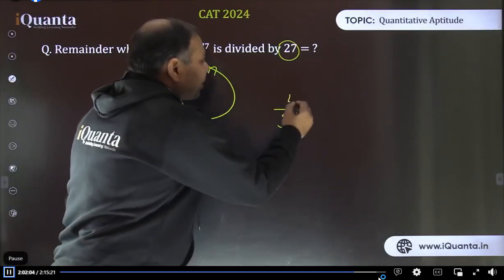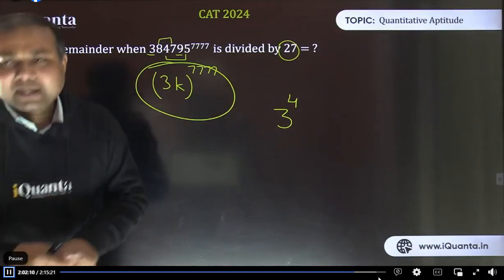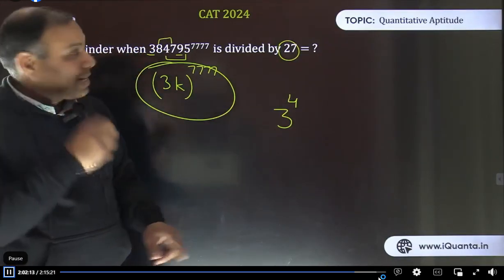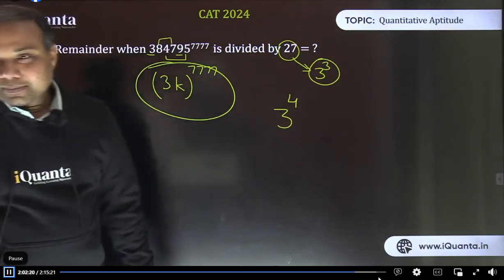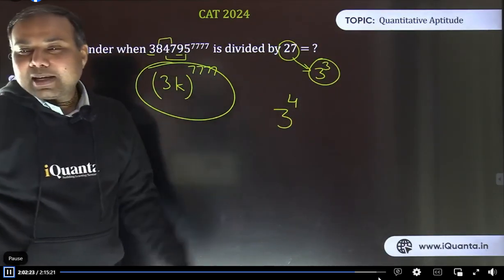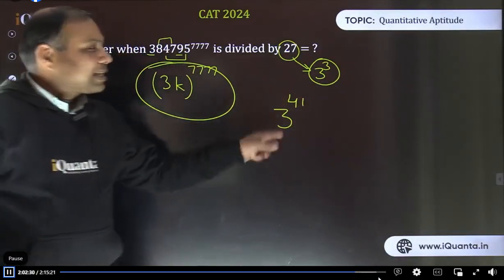3 power 4. Let's take this number. Is this number divisible by 27? Anirban says he doesn't know. Let's check. Remember that 27 is 3 power 3. Right? 3 power 4, is it divisible by 3 power 3? Yes. If I make it 3 power 41, now is it divisible by 3 power 3? Yes.